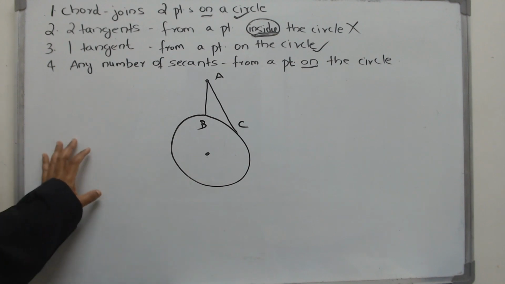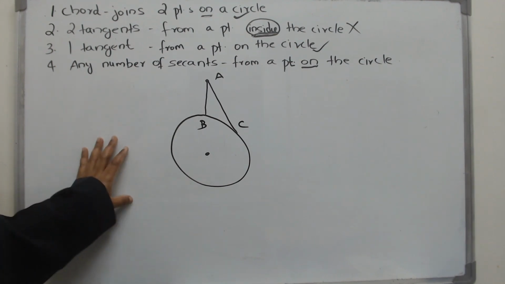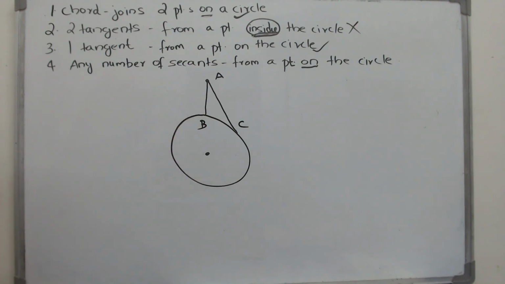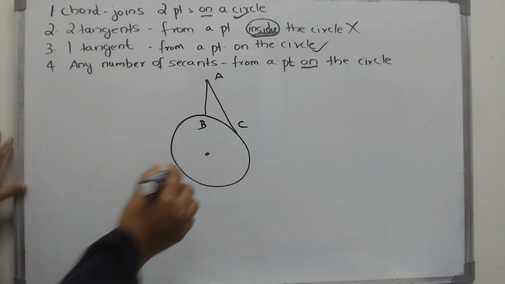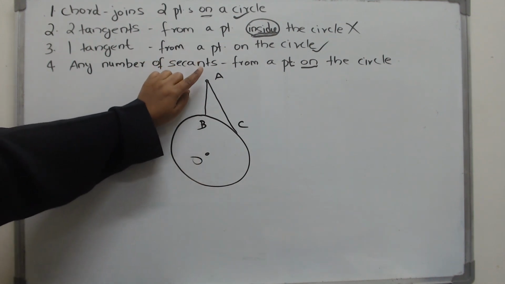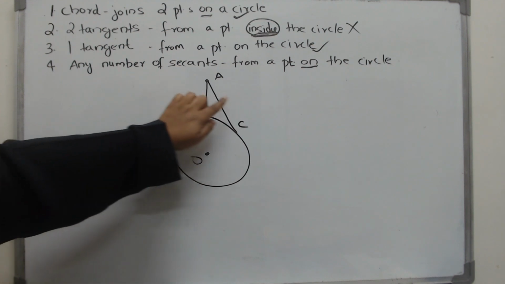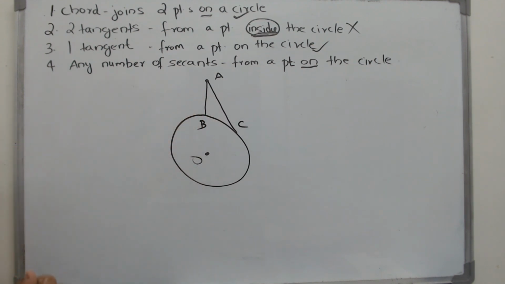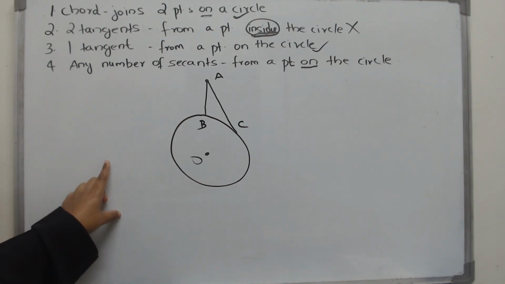Now before we go on to our next question, tell me which of these lines is a secant and which one is a tangent. What do you have here? You have a circle here and a point A which is outside the circle. You have 2 line segments. What can you tell me about these line segments? Which one do you think is a tangent and which one do you think is a secant? How will you find that out?